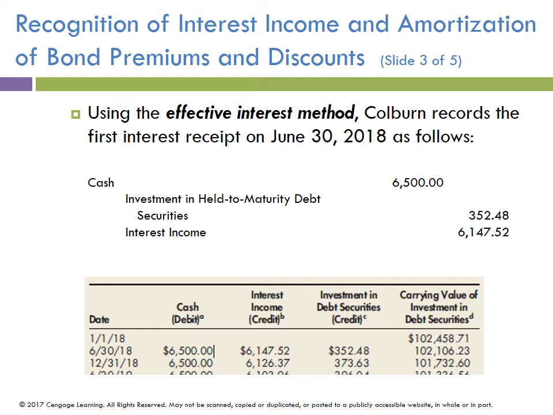The difference between the cash they received and the interest income recognized is how much they will decrease their investment account. And if you think about this, every interest payment period, when you have a premium, you want to decrease the carrying value until it reaches the face value. You do the opposite when you purchase or sell a bond at a discount. So each interest payment period, the investment account will be decreased by the portion of the premium being amortized.